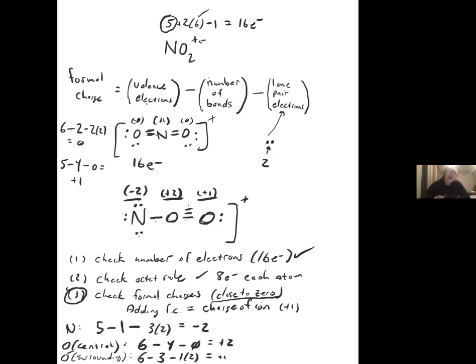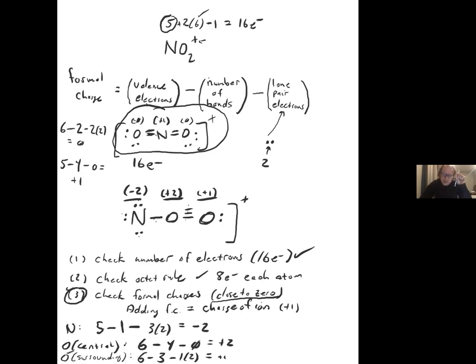So even though that question didn't ask you that, what I just did right there was show that this is probably what the structure is. The one that the student gave you, NO2 plus, was probably a bad structure because the formal charges are nowhere near 0, whereas in this structure, they're pretty close to 0, okay? But that's how you do it.